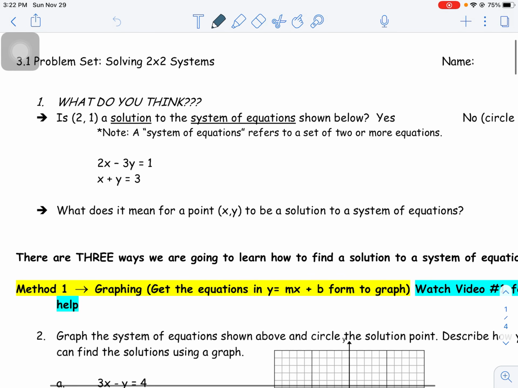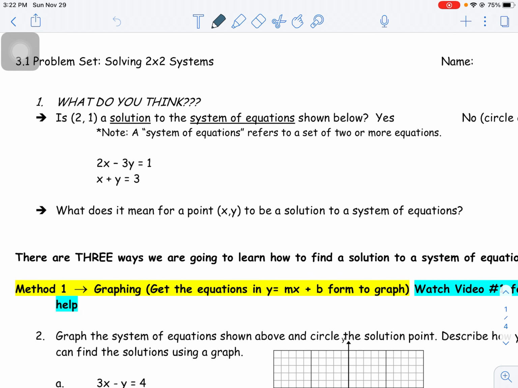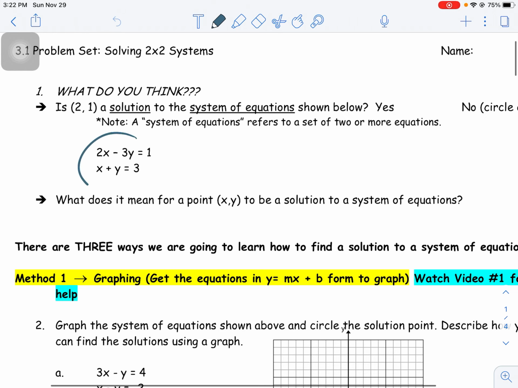Now, a system of equations refers to a set of 2 or more equations. So this would be our system of equations right here. We want to know, does (2, 1) work as a solution? Well, 2 is an x, 1 is a y, so we're just going to plug these in to make sure it works. So we'd plug 2 in for x, 1 for y here, 2 for x here, 1 for y here.